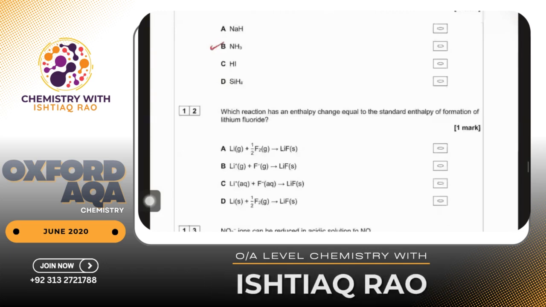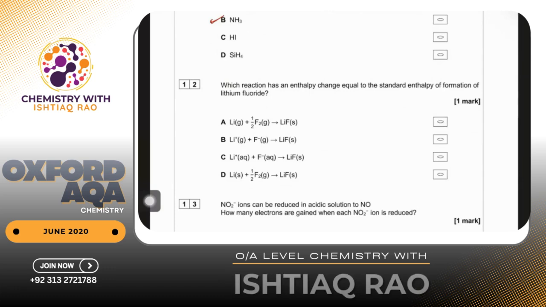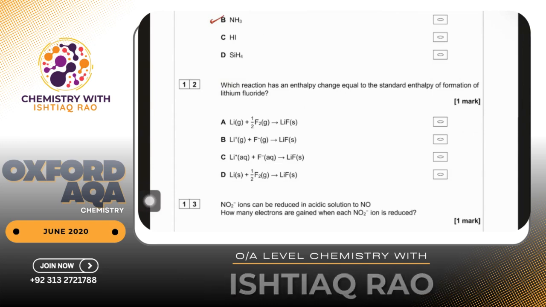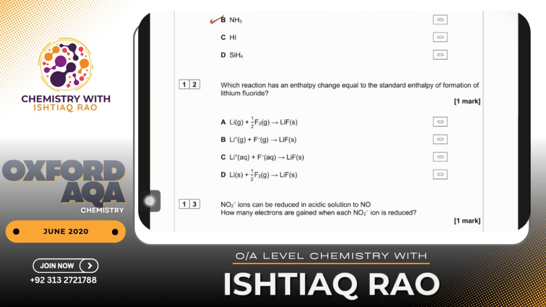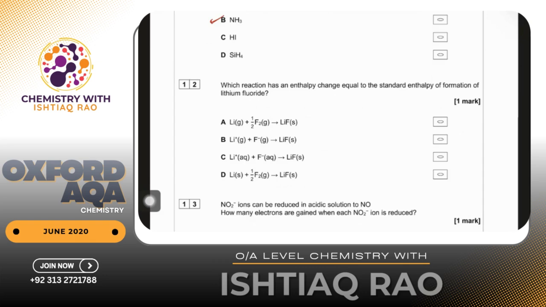Which reaction has an enthalpy change equal to the standard enthalpy change of formation of lithium fluoride? So you have to see the definition of a standard enthalpy change of formation. What's that? Is it D? B for ball or D for doctor? D, doctor. Yes. Good.